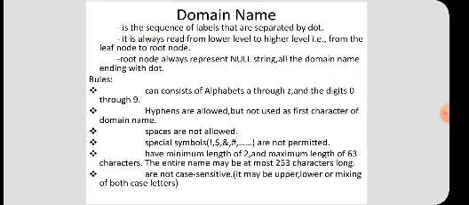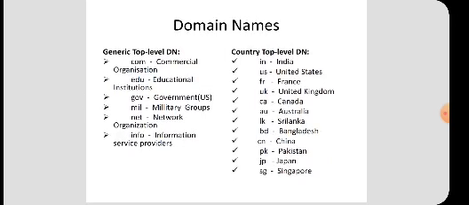Next we see generic top level domain names. What are the generic top level domain names? The top level domain is the last part of the domain name. It is at the second level after the root. The root is the first level, then the top level, then the second level, and the remaining ones are called subdomains.